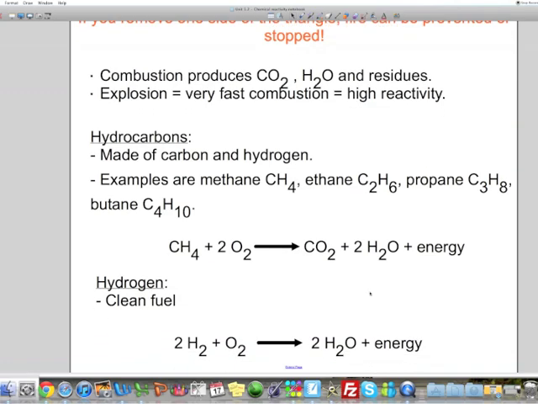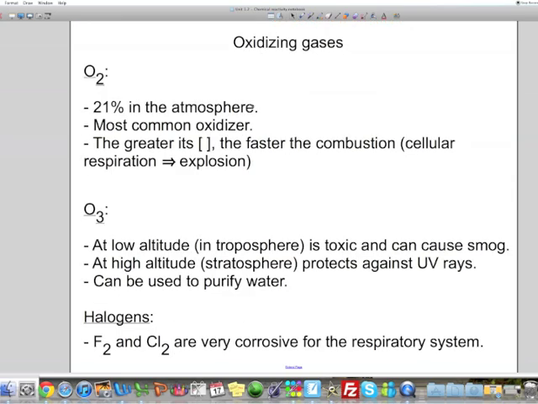Hydrogen, why do we call it clean fuel? Well, it's because your product is water. There's no carbon dioxide being produced, and therefore you don't create greenhouse gases. So that's why we call it clean. Finally, we have oxidizing gases. Again, oxygen is the most prevalent, the most common one. Obviously, the more you have, the faster the combustion. It's like saying the more workers I have to build a house, the faster I'm going to build the house, right? So it's the same thing here.